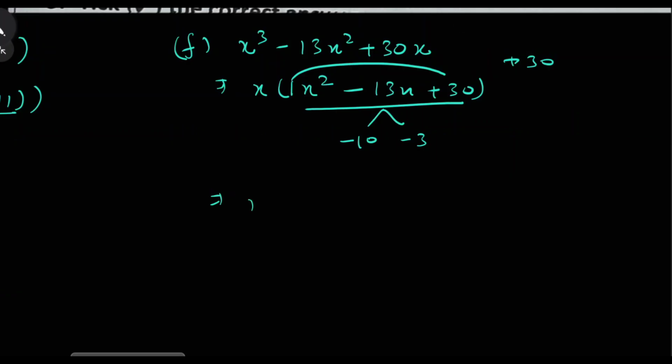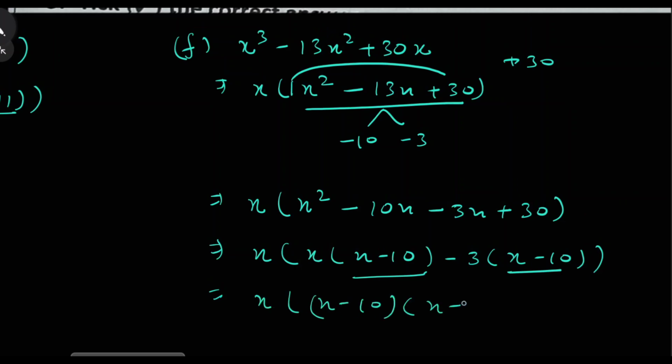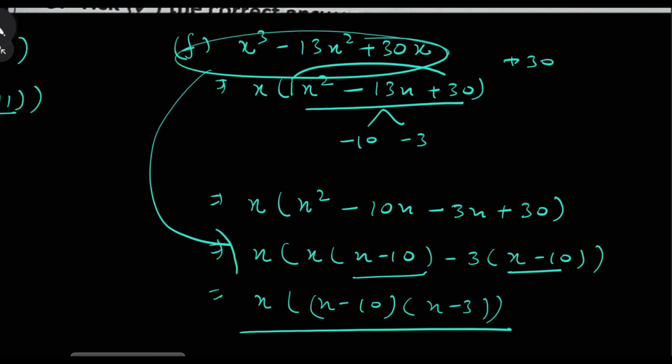This can be written like this: x square minus 10x minus 3x plus 30. So you will have x as a common, x minus 10, and taking minus 3 as a common here, you are left with x minus 10. Taking x minus 10 common from here, you will have x minus 10, and x minus 3 you will be left with. So these are the factors of this expression.